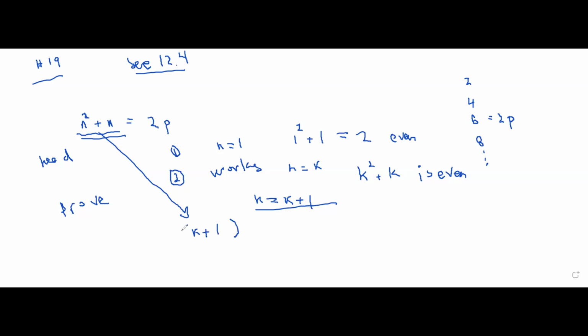So what does it mean it works? It means it's even, right? So that's our goal. So just stick k plus 1 instead of n. It looks like I need some algebra to make sure that I show clearly that this is even, so 2 can be factored out.